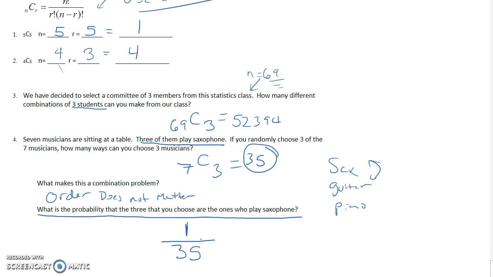So again, when order doesn't matter, you're going to use combination as opposed to permutation.